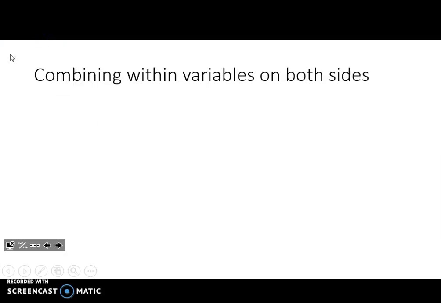All right, get your notes titled. We're going to be combining like terms within variables on both sides problems.